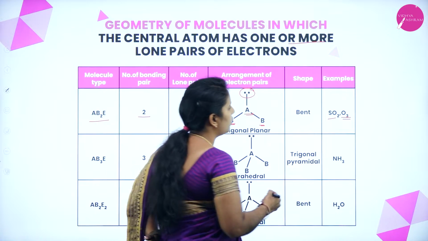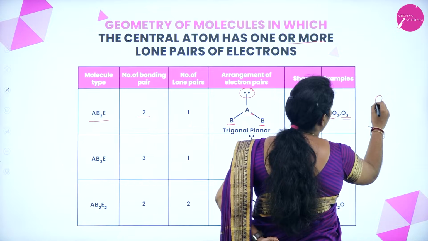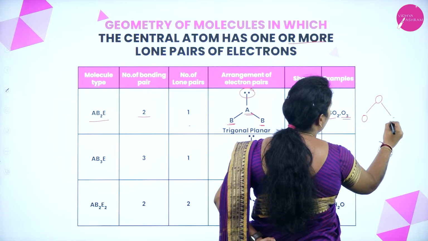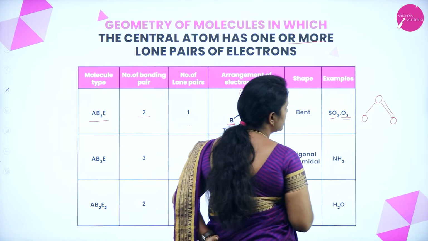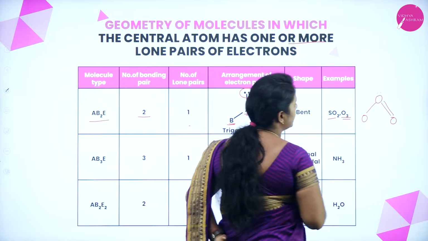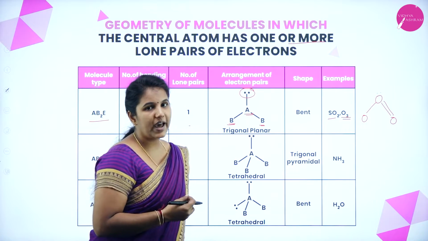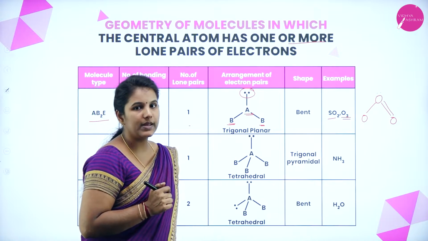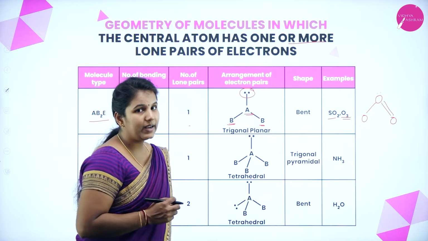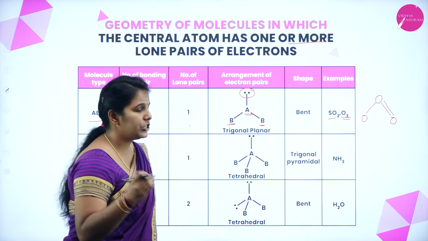So we know that ozone has a structure of O like this. Is it right? And we know that always the central atom carries what? 1 lone pair of electrons. So it has a bent shape.